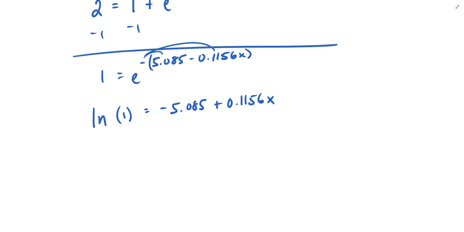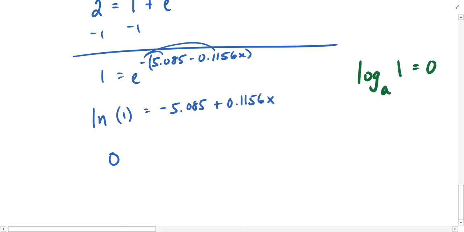And I'll also remind you that the natural log of 1, or any logarithm of 1, is equal to 0. Remember that from our log properties? Logarithm base a of 1 always equals 0, because some base to the power of 0 will equal 1. So this natural log of 1 is just 0, and now we're just left with a linear equation that we need to solve.